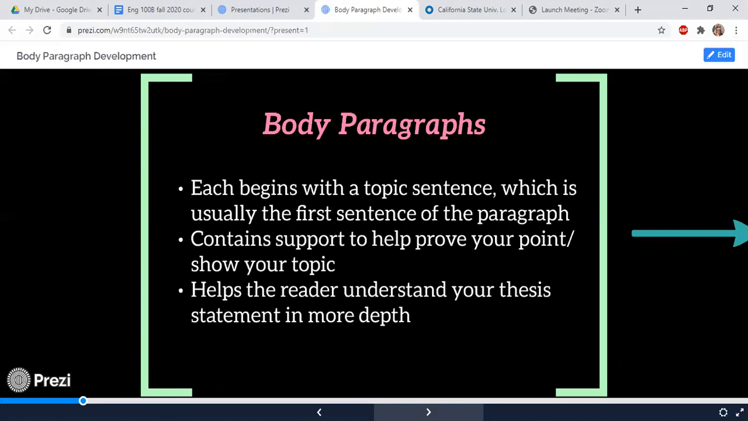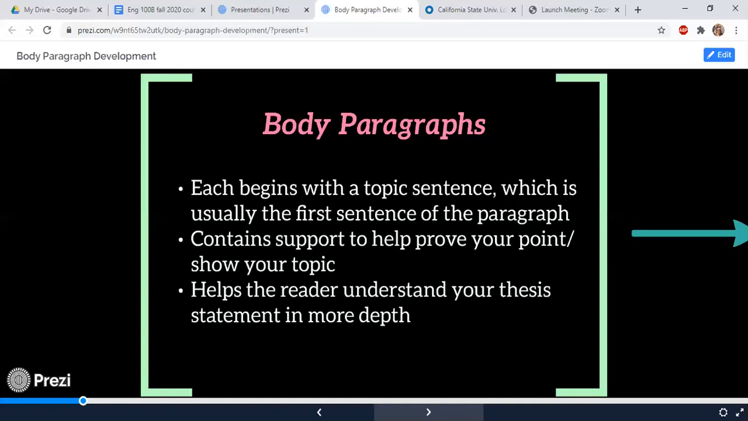And so each body paragraph begins with a topic sentence, and this is usually the first sentence of the paragraph. Now, I say usually because there's no rule that says it has to be the first sentence of the paragraph. However, for a class like this in English 100B, I would recommend making the topic sentence your first sentence of the body paragraph, just to make it very clear and easily identifiable for a reader. And so it is probably going to be your first sentence of the paragraph.